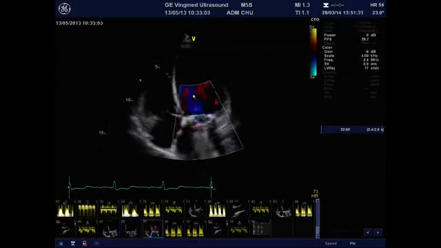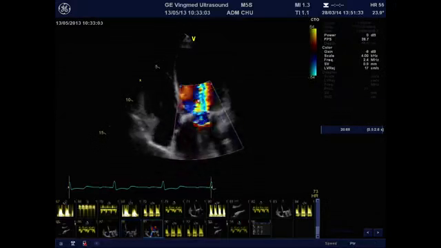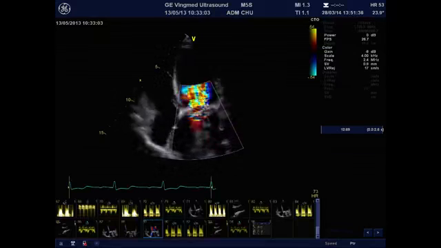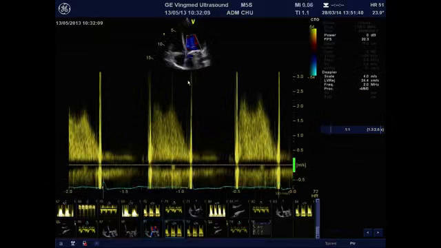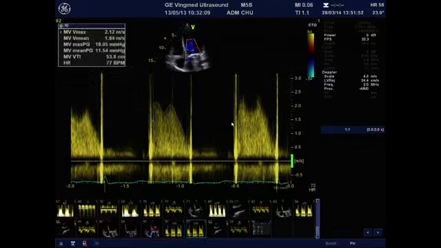But when you put the Doppler flow over here, you can see the aliasing and the high velocity. And when you interrogate the prosthesis with the continuous wave Doppler, you can note the really high velocity. And when you trace the envelope, you know that the mean gradient is almost 12 millimeters of mercury, which is above the normal. The normal should be less than 5 millimeters of mercury.